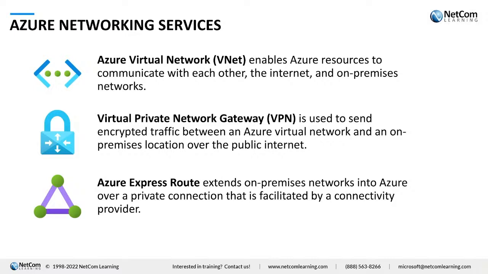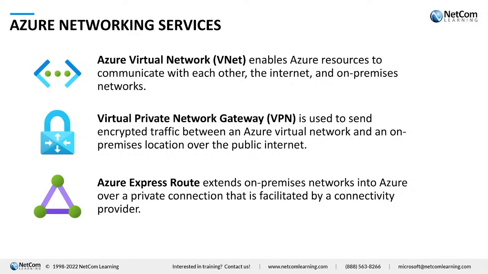Okay. This can get expensive, and it can get hard to manage, because if you have a lot of connections that you need to make from your on-prem network to the cloud network, using a virtual private network gateway isn't the best method. The best method is to set up an ExpressRoute. Basically, what ExpressRoute does is extend the on-premise network into Azure over a private connection that's facilitated by a connectivity partner.